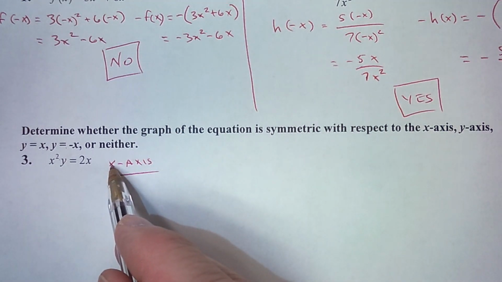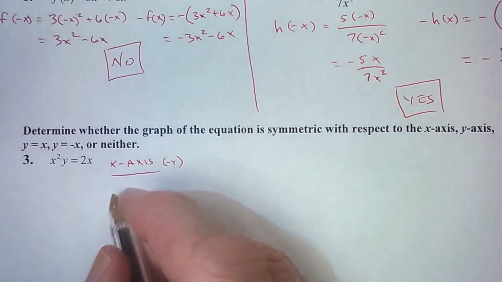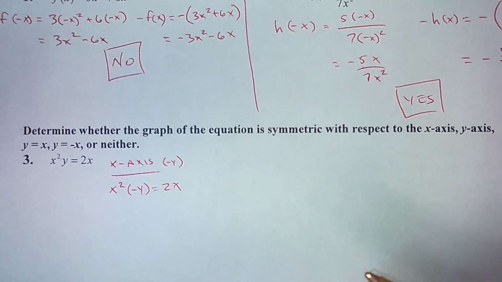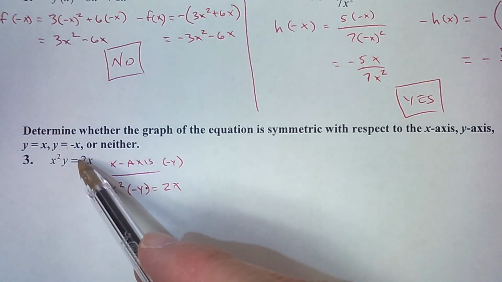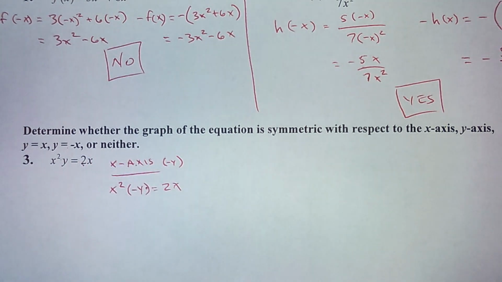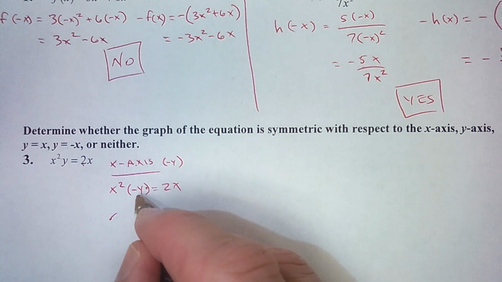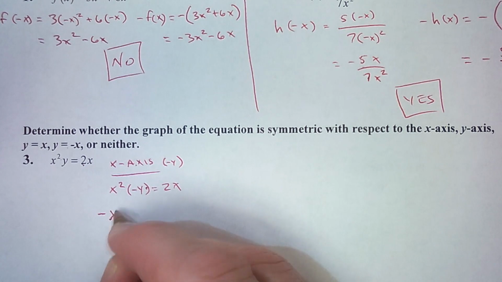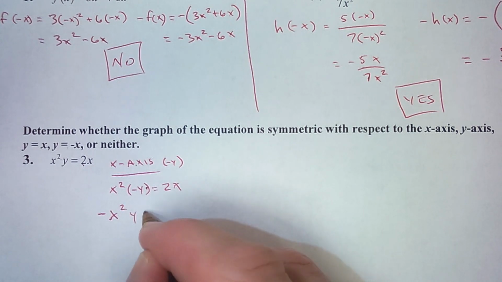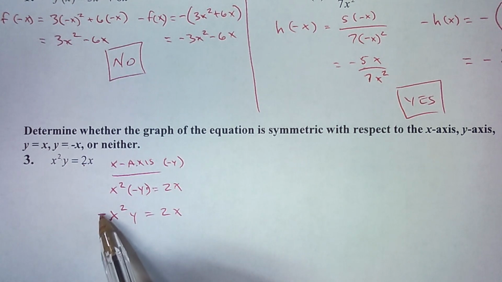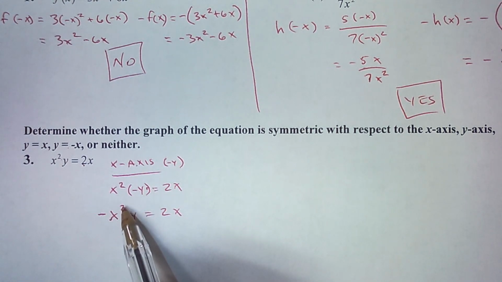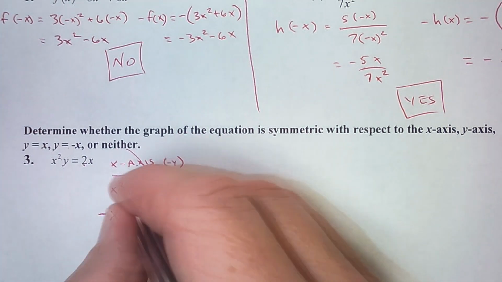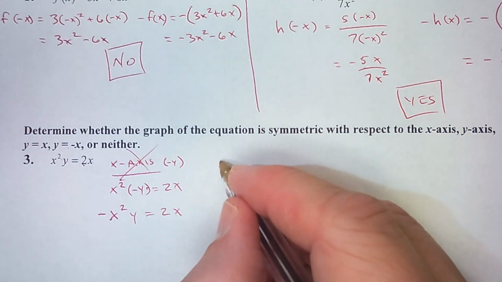So the test for the x-axis is opposite of y. So x squared times negative y equals 2x. And if I can algebraically make this match the original, then it will have symmetry about the x-axis. So negative y, and it's to the first power, so that negative does not go away. So this left side is negative x squared y equals 2x. Now this negative isn't in parentheses, so that squared does not make it go away. The right side matches the original, the left side does not. There is no symmetry about the x-axis.